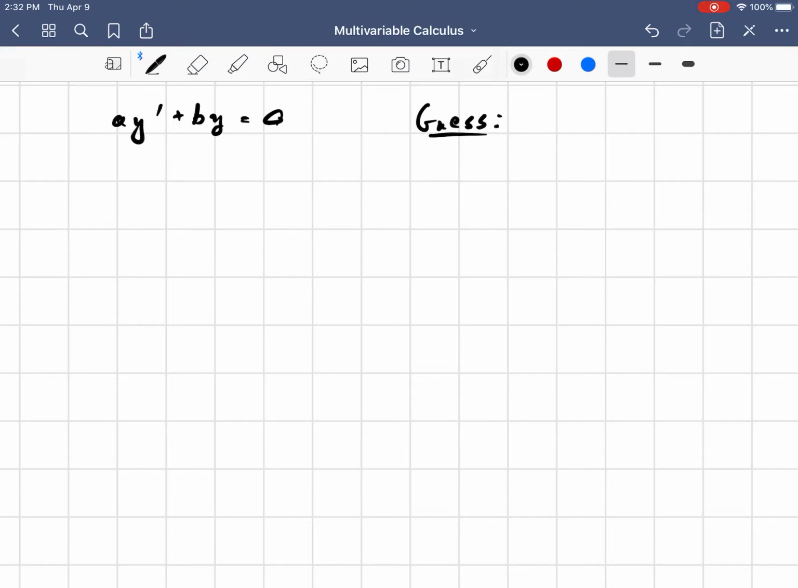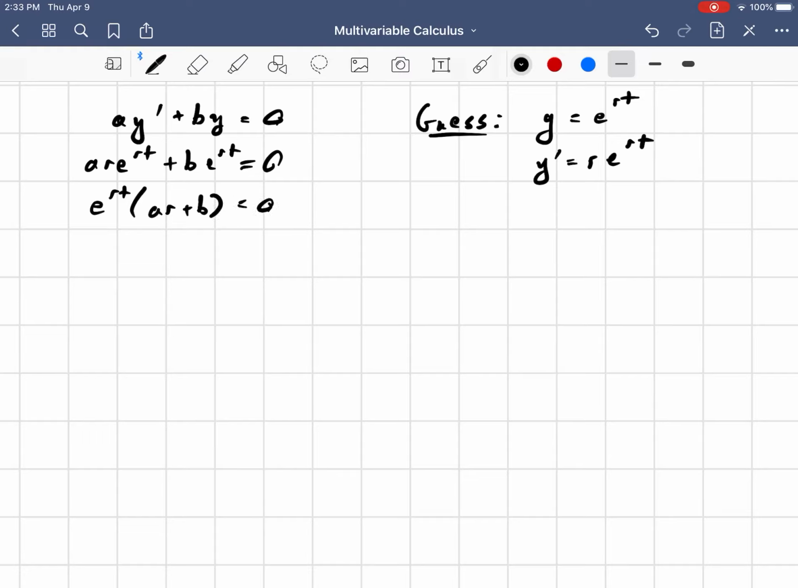So we need some function that, when we take its derivative, is just some number times the original function. And that is equations of the form y equals e to the rt, because then y prime is r times the original function itself, e to the rt. So if we plug that in as a guess, we get ar e to the rt plus b e to the rt is equal to 0, or e to the rt times (ar plus b) equals 0.